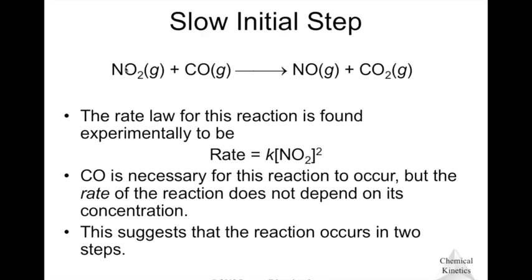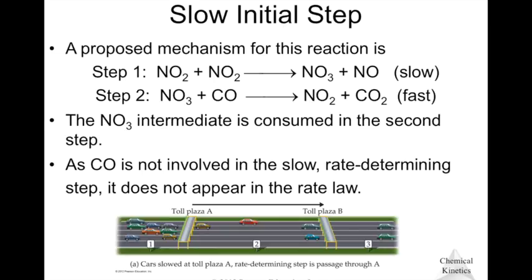So if we look at this reaction here, NO2 plus CO yields NO plus CO2. The rate law for this reaction, which we figured out experimentally, is k[NO2]^2. Does that really make sense with what you see here? No. If you were just to look at that, you wouldn't write this rate law. So that tells us that something is happening, right? CO is probably necessary for this reaction to occur, but the rate doesn't depend on it. Otherwise, it would be in our rate law. So this suggests to us that this reaction is occurring in different steps. Something is happening that's not being expressed in the rate law.